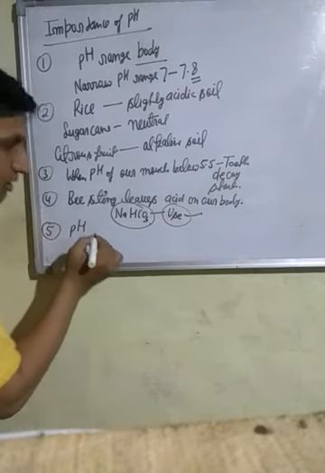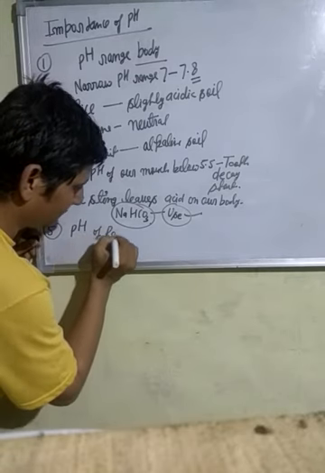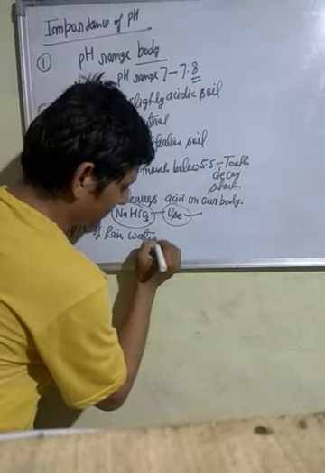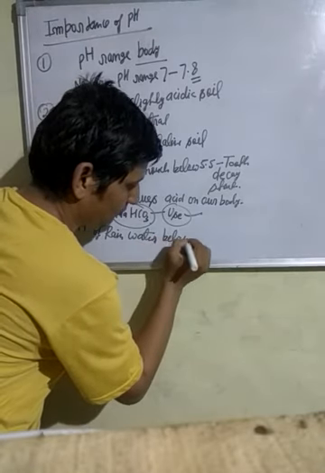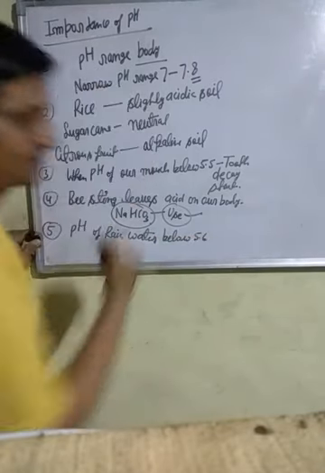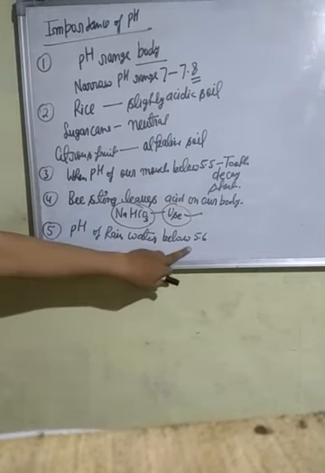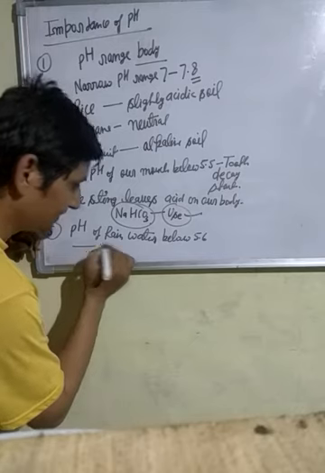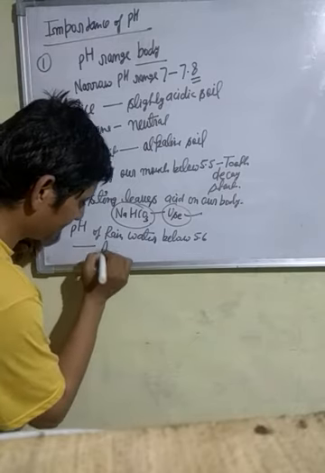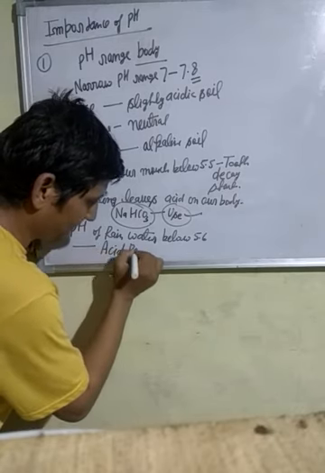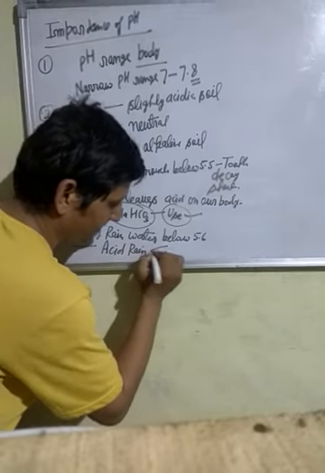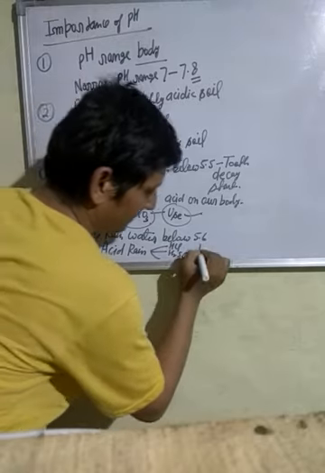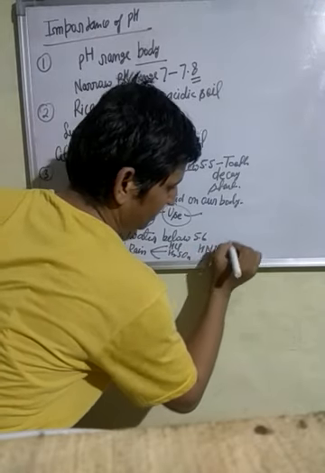And the next important point is, when the pH of rainwater is below 5.6, that rain is known as acid rain. Acid rain contains hydrochloric acid, sulfuric acid, nitric acid, and carbonic acid.